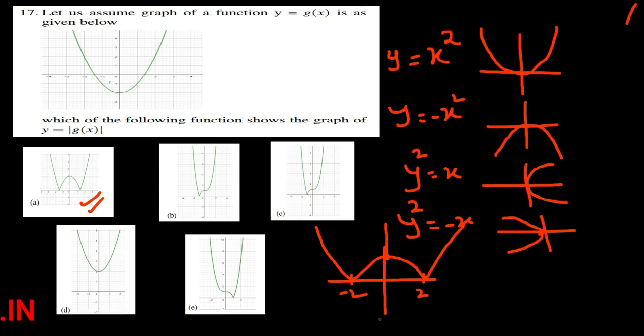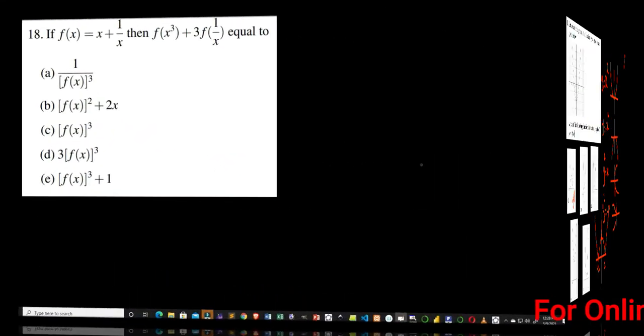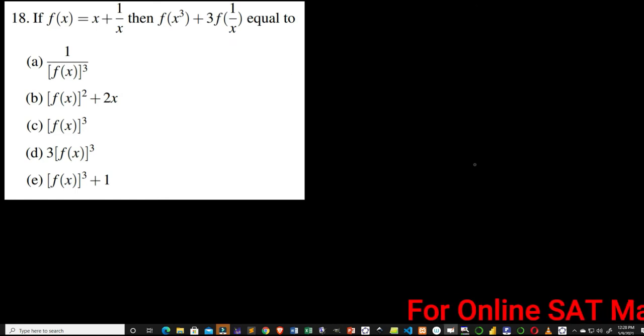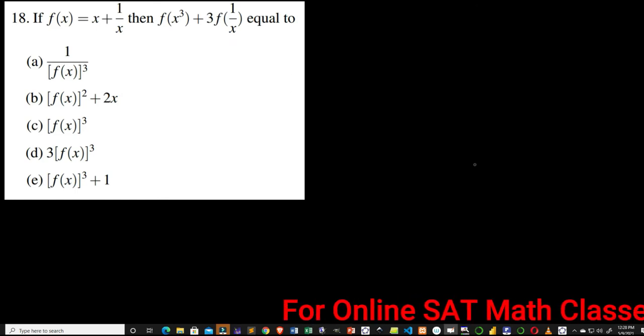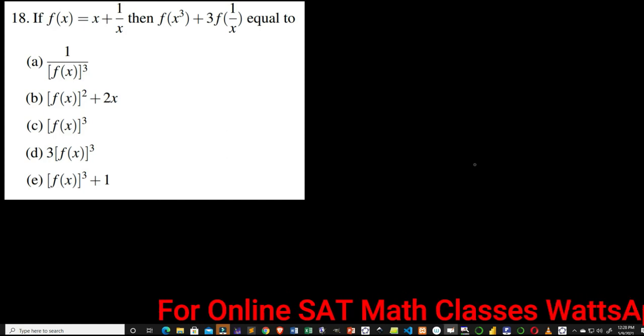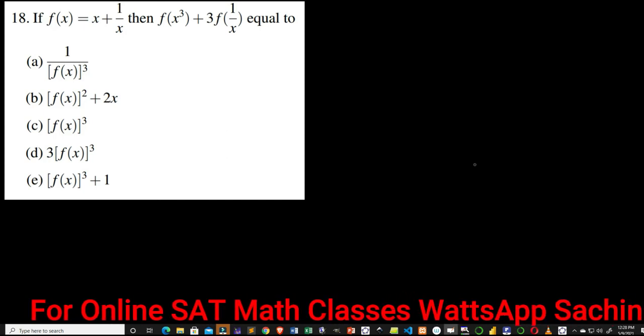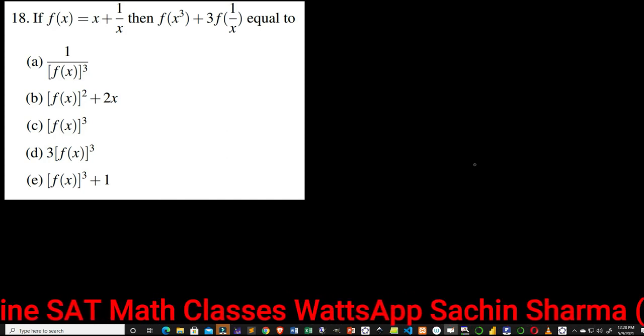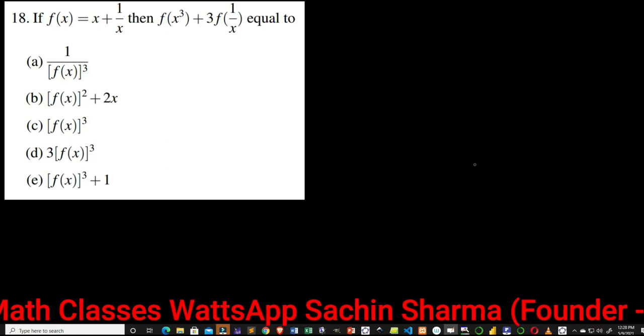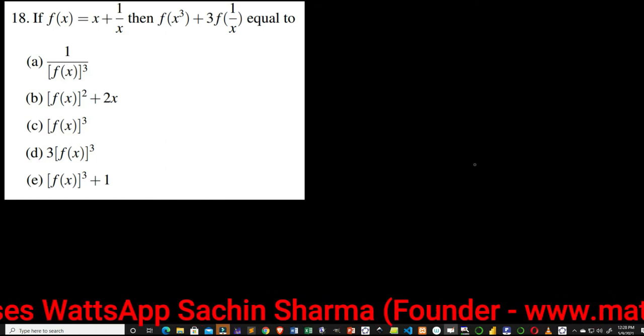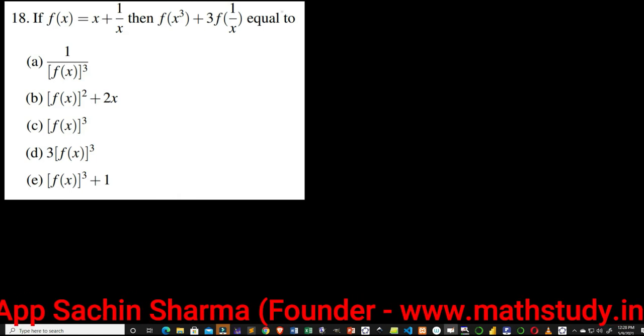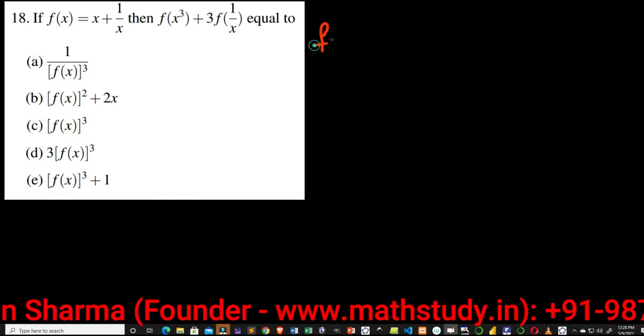Now let's move towards our question number 18. Students, this is our question number 18. A function is given as f(x) equals x plus 1 by x, and we have to find the value of f of x cube plus thrice of f of 1 by x. We have to tell which option is correct. Let us move forward and first write the function which is given here.